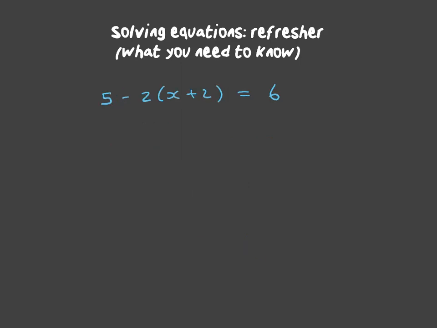All right, then a question like this, 5 minus 2 times (x plus 2) is equal to 6. Okay, and remember the order of operations. This 5 is a term right there on its own. Negative 2 is multiplied to the bracket. These two are together, this one not. That's a term, that's a term, that's a term.